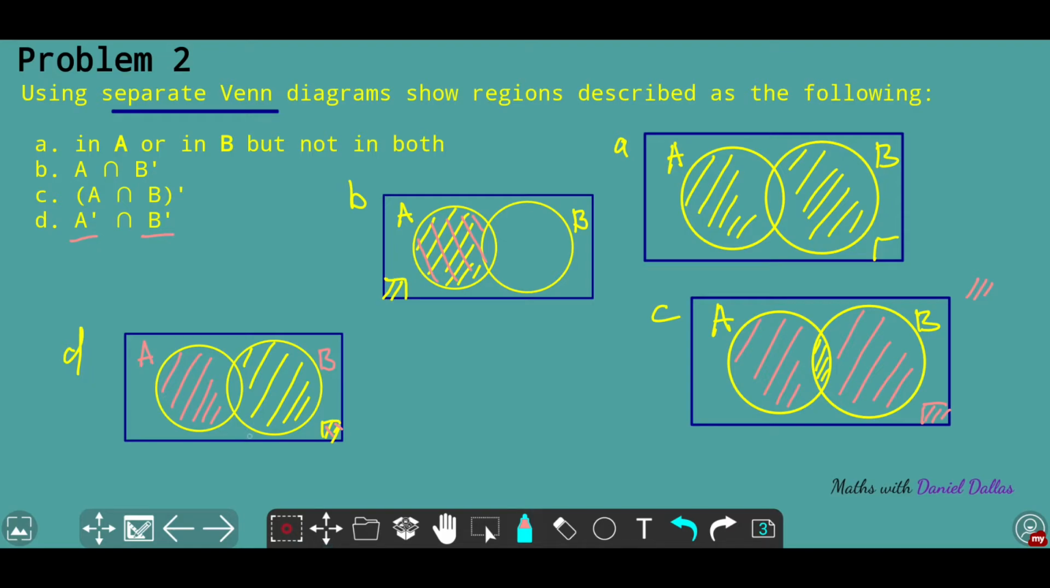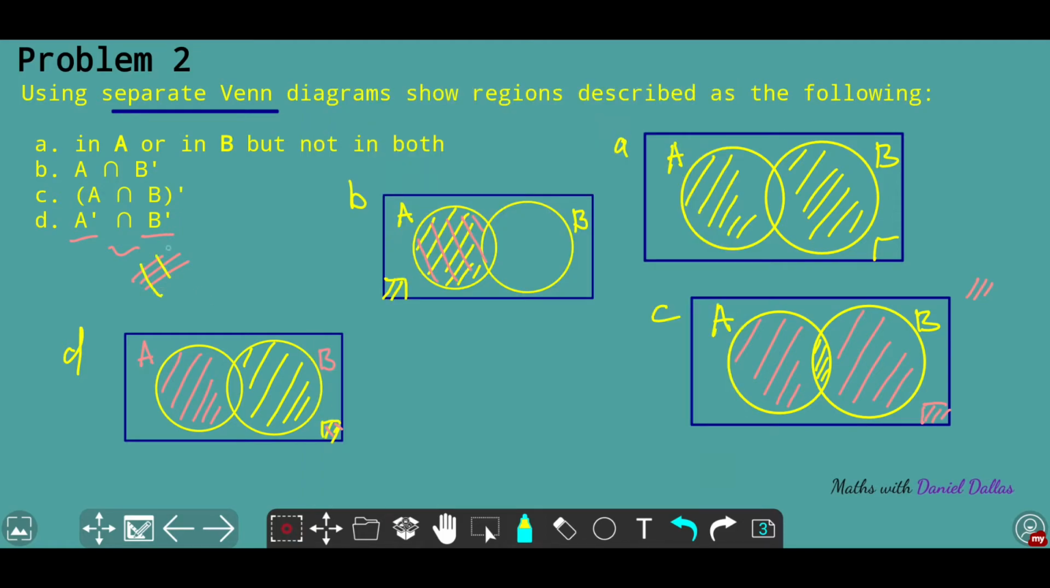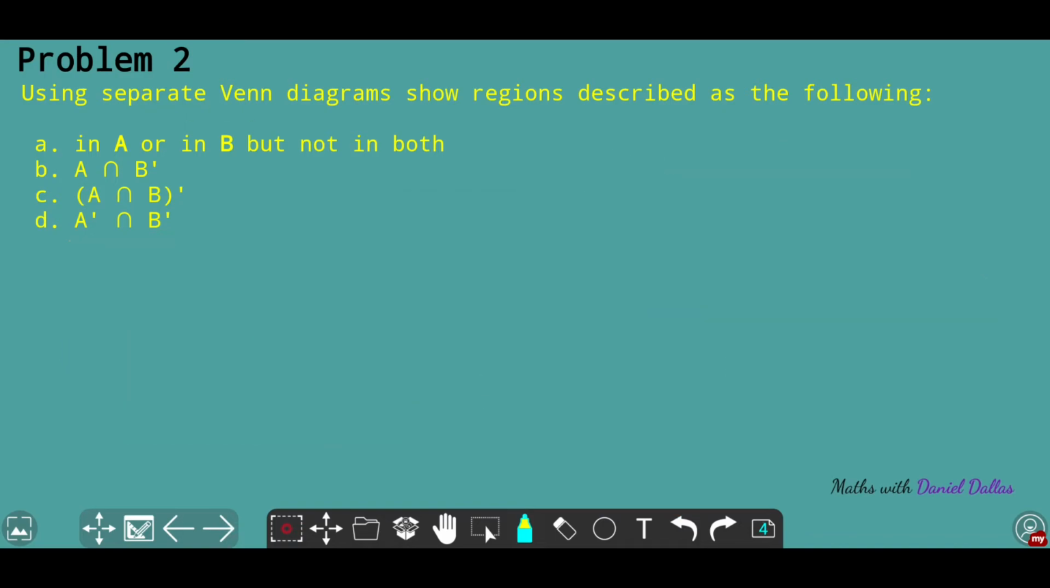Now we're going to consider common parts. Intersection is always where this sort of shading intersects with the yellow one. So that means this is A intersect with not B, and that's going to be the solution for D. Hope you understand that. If you did it, let's go to problem 3.